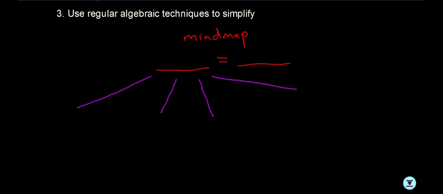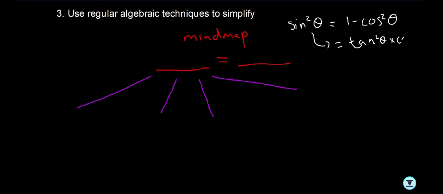I would then, in pencil, branch out those different ways, whether that looks like subbing in different identities. So, for example, if I have something like sine squared theta, I know that I could either make that equal to 1 minus cos squared theta, or I could make it equal to tan squared theta times cos squared theta. So I know that there are two options available to me. And let's say I have cos and tan both on the right-hand side. Now I don't know which one to pick.